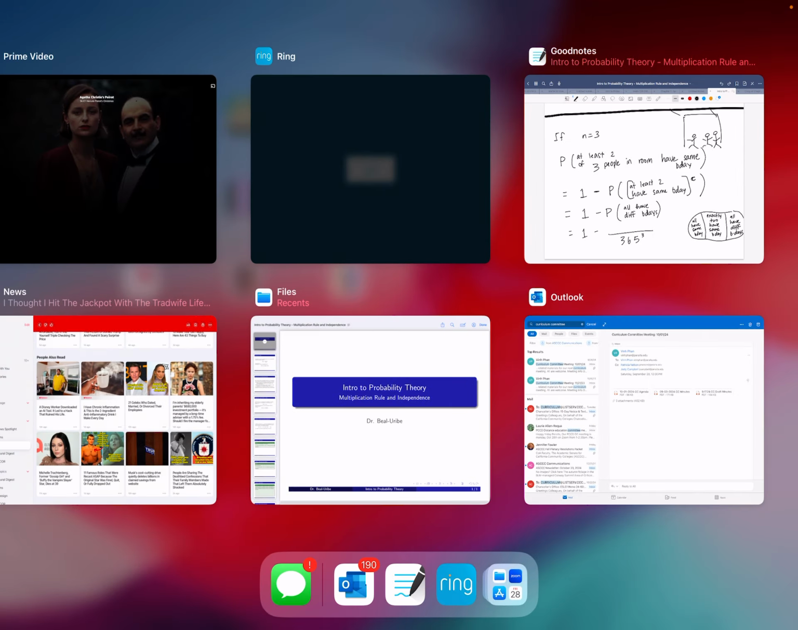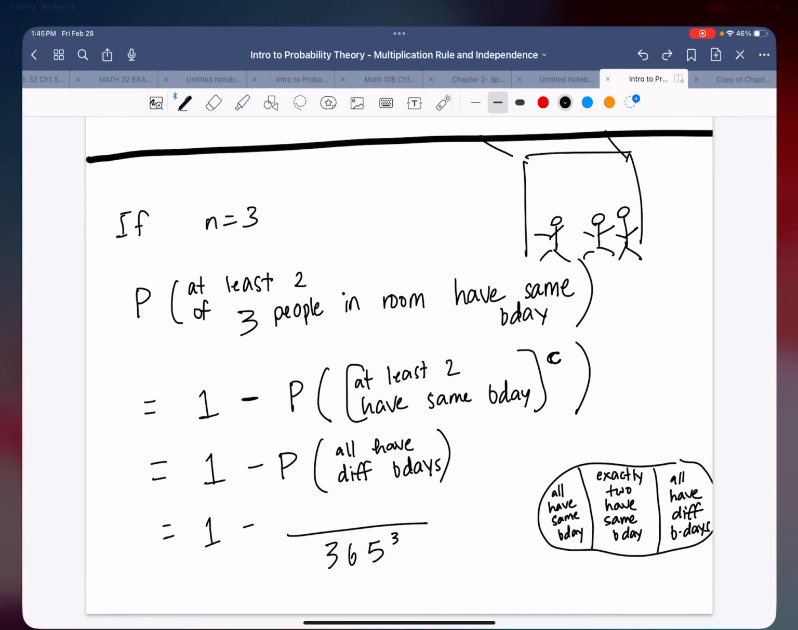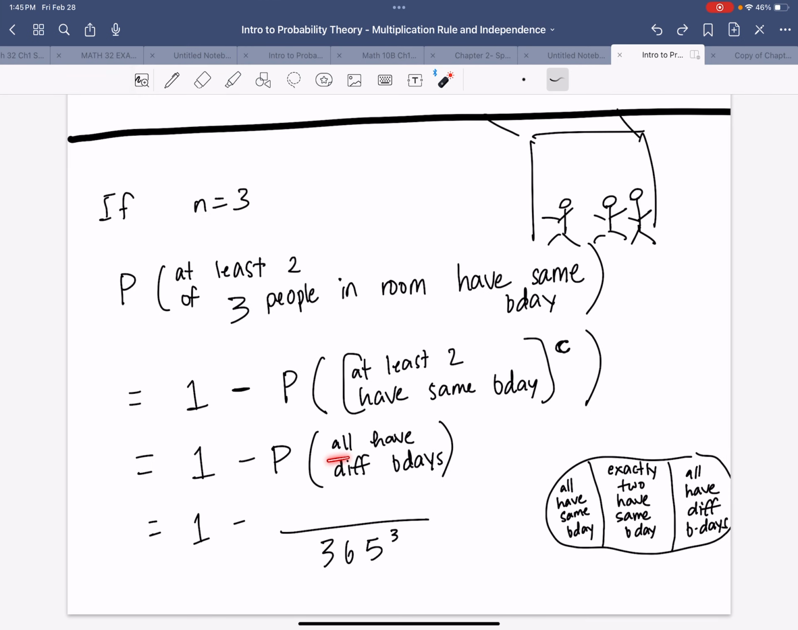Now, how many different ways can they all have different birthdays? Well, 365 options for the first person. The second person now has 364 options because whatever is the birthday of the first one, the second one can't have that same one, because we're trying to count the number of ways that they have different birthdays. And then the last one, 363, because they can't have the birthday of the second person or the birthday that the first person had.